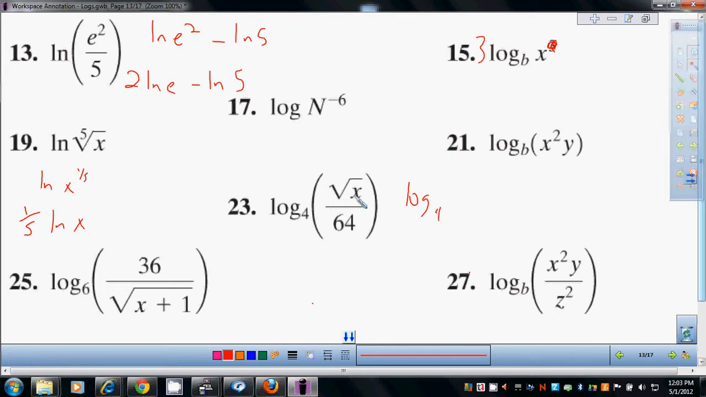Well, let's just take the numerator first. Now, when I'm dividing, do I add or subtract? Subtract. So minus log base 4 of 64. There's really only one thing I have to do, and what's that? That's right. A square root is the same as x to the 1/2, so that exponent would come down to be 1/2 log base 4 of x minus log base 4 of 64, and you are finished.